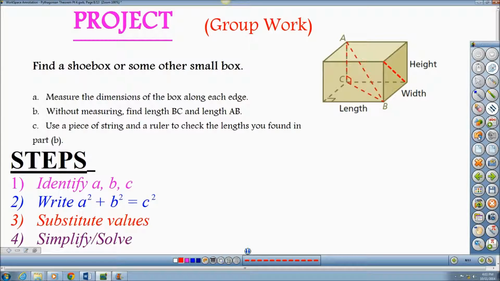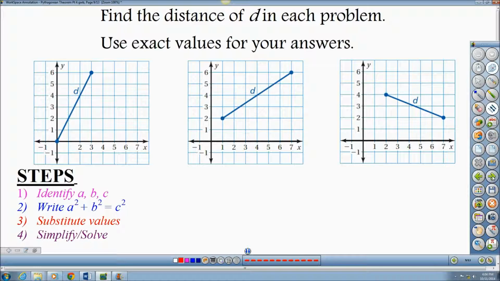So no matter which way you go, you can find the diagonals. Even when you look going inside from one corner to the opposite corner, making a diagonal, you can find that measurement as well using the Pythagorean theorem.